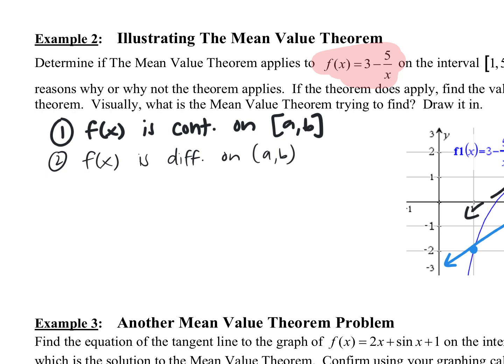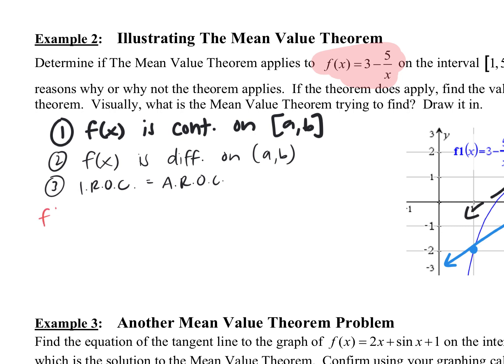The third thing that we need to show is that the instantaneous rate of change is equal to the average rate of change, and that will give us our c value when we do that, okay? So instantaneous rate of change, that's my derivative of my function. So I need to take the derivative of my function.